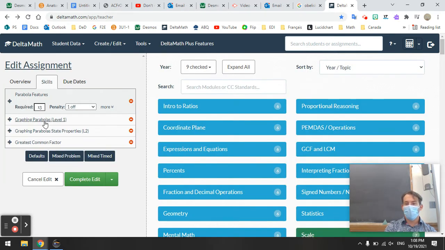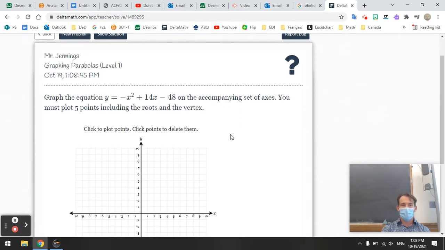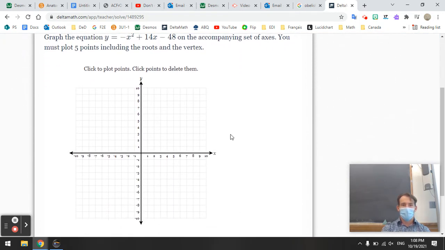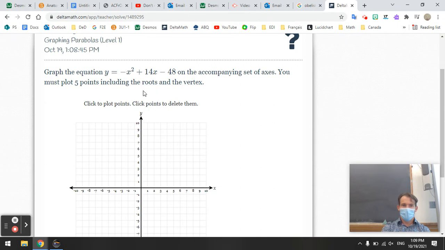Next, graphing parabolas. This we're going to need to look at together. I'm about to teach you something new so that you can do something on Delta Math. So let's take a look. Graphing parabolas, level 1. Graph the equation y equals negative x squared plus 14x minus 48 on this accompanying set of axes. You must plot 5 points, including the roots and the vertex. I haven't shown you how to do that yet. Click to plot points. Click on points to delete them.